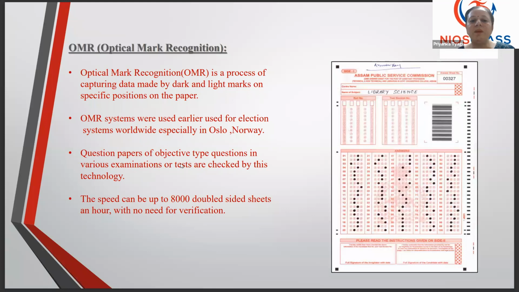Question papers of objective type questions in various examinations or tests are checked by this technology, and the speed can be up to 8,000 double-sided sheets an hour. You can just imagine. If we have to manually correct objective or subjective papers, we can't beat this speed, but the machine has speed and works without any glitch or mistake, without incorrect marking. Okay.